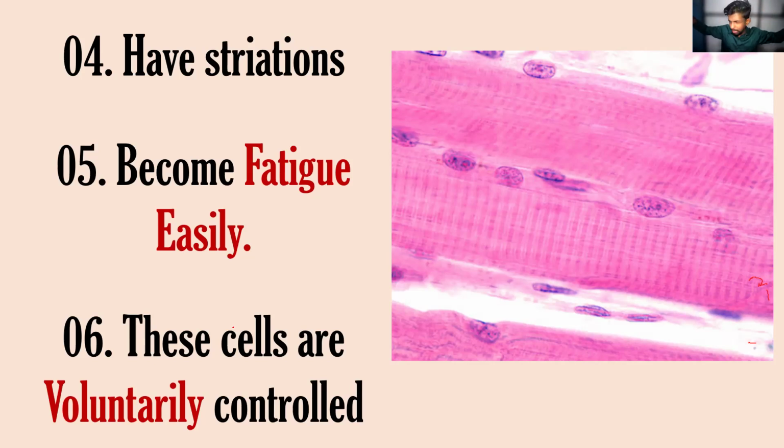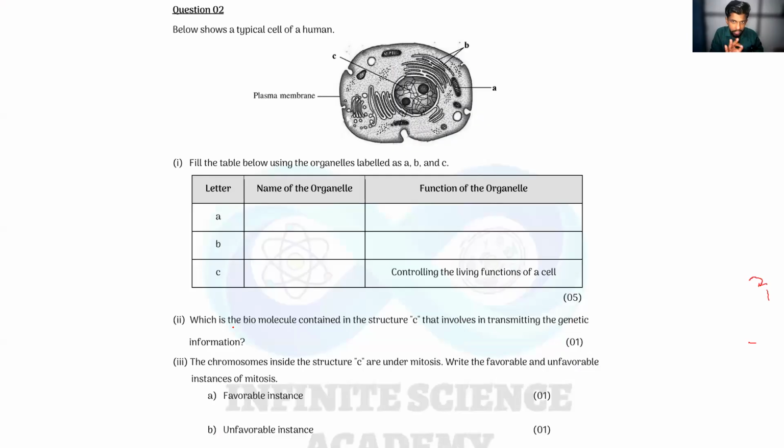Sixth one, they are voluntary, right? If I am willing to move my hand, okay, I'm moving my hand. So voluntary. But stomach, can I control the stomach? No, I cannot control the stomach, right? So that is involuntary. But skeletal muscle, they are voluntary. So these are the 6 characters that you want to know regarding the muscles.